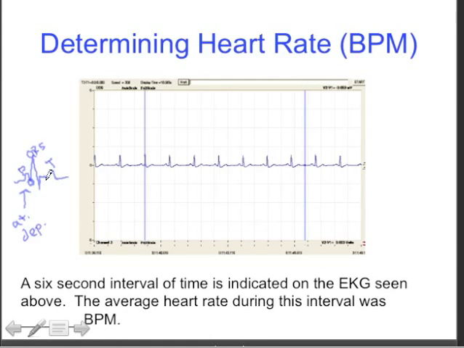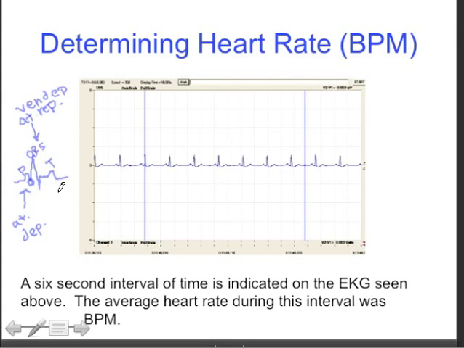The QRS complex represents two events, right? Represents atrial repolarization and also ventricular depolarization. All right, and that's followed by what? That's followed by ventricular systole, which happens right about here.